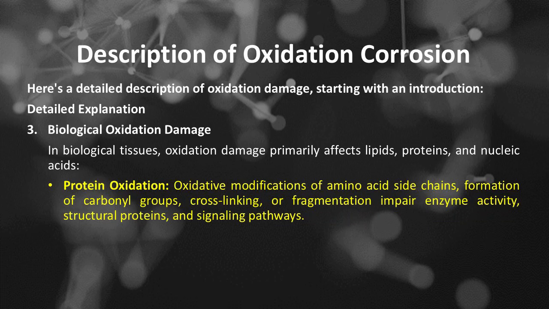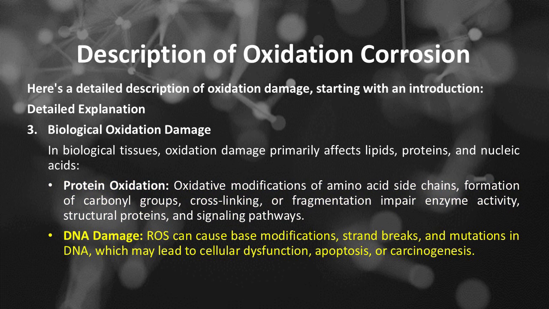Protein oxidation: oxidative modifications of amino acid side chains, formation of carbonyl groups, cross-linking, or fragmentation impair enzyme activity, structural proteins, and signaling pathways. DNA damage: ROS can cause base modifications, strand breaks, and mutations in DNA, which may lead to cellular dysfunction, apoptosis, or carcinogenesis.